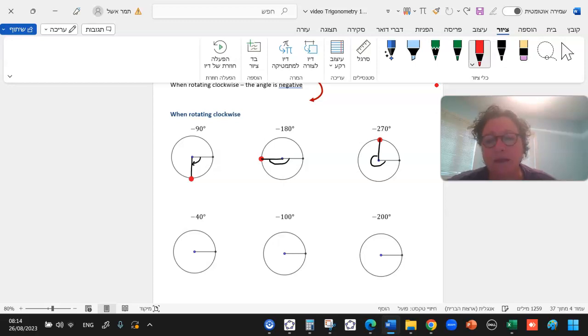And so we have for minus 40 around here, minus 100 is around here, just a little bit after minus 90, and minus 200 should be somewhere here. So you see that we can have any value for the size of an angle, not only between 0 and 360.